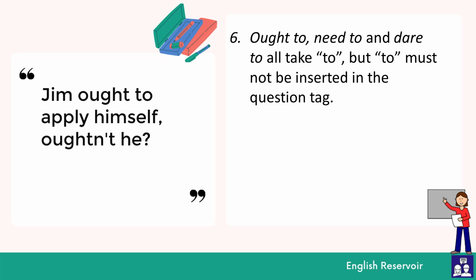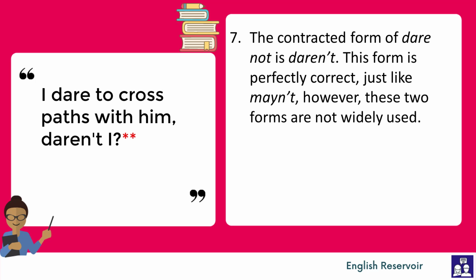Jim ought to apply himself, oughtn't he? Ought to, need to, and dare to all take to, but to must not be inserted in the question tag. I dare to cross paths with him, daren't I? The contracted form of dare not is daren't. This form is perfectly correct. Just like mayn't, however, these two forms are not widely used.